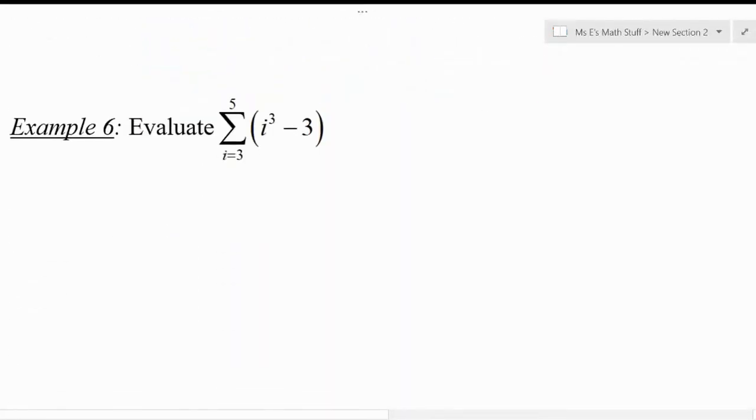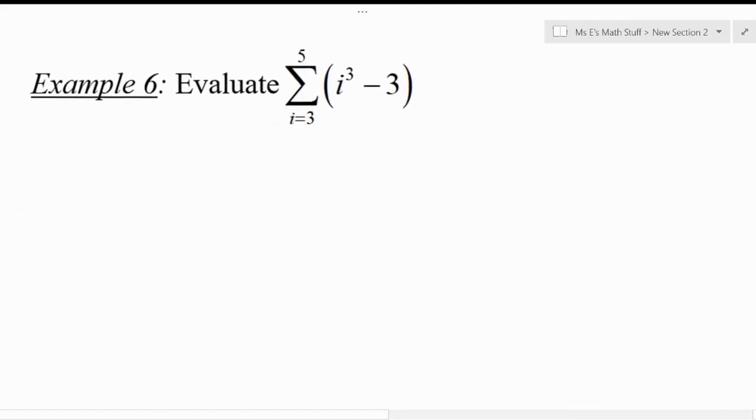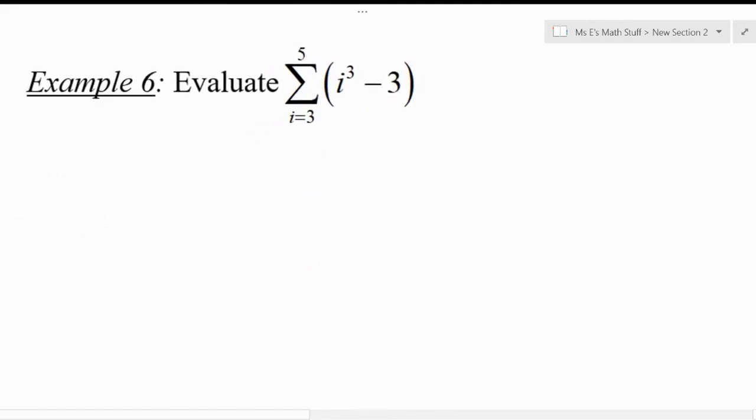All right, let's check and see how you're doing. For example 6, I'm asking you to evaluate the sum as i goes from 3 to 5 of i cubed minus 3. A couple things before I turn you loose to see what you can do with this one on your own. This time the index is called i, which is a common name for the index since that starts with i. In this context, we do not mean the imaginary number, the square root of negative 1. You're just supposed to know to treat it kind of like we did with n in the last problem.